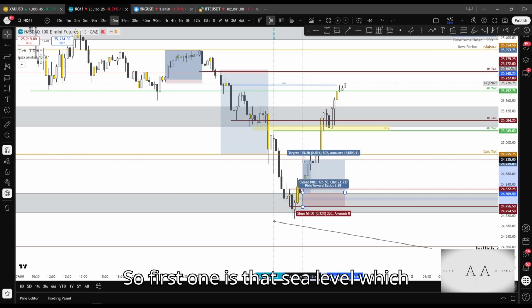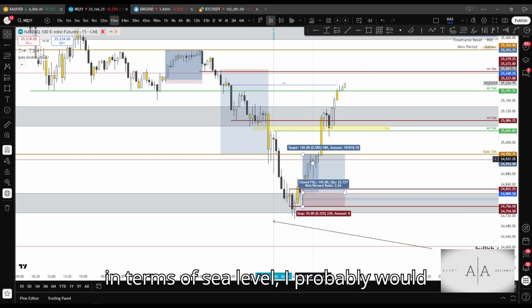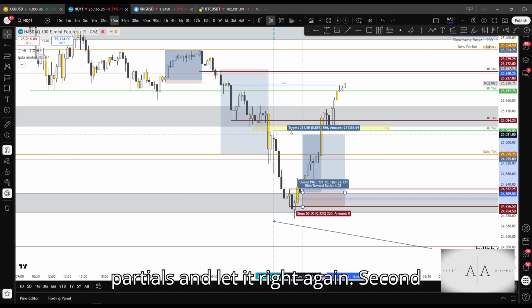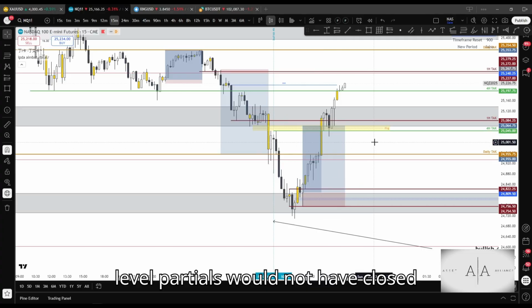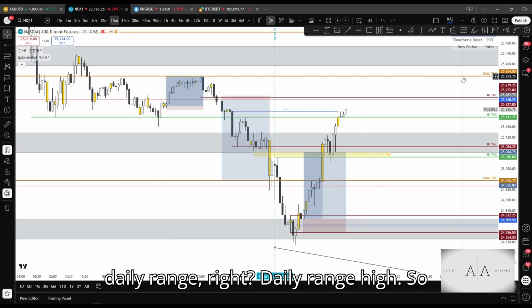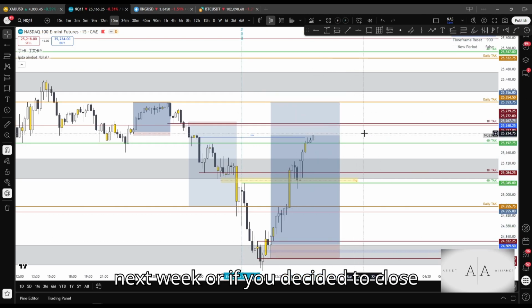So first one is that CE level, which is going to be a break even, but in terms of CE level, I probably would have taken that to daily tag first, then go for break even, take some partials, and let it ride again. Second level, partials, would not have closed it here because we came back into the daily range. So my buy side is the next daily range, right? Daily range high. So you're technically going to hit your TP next week.